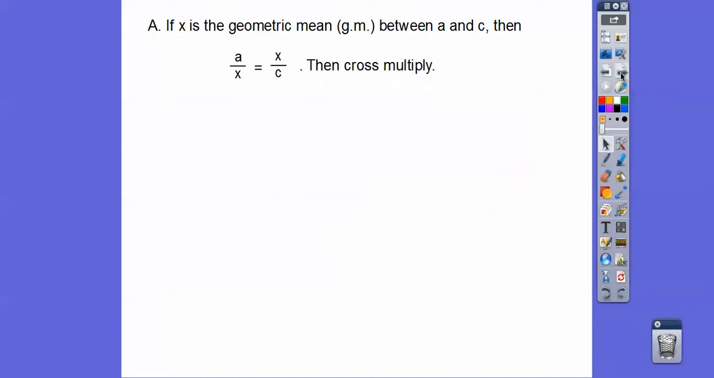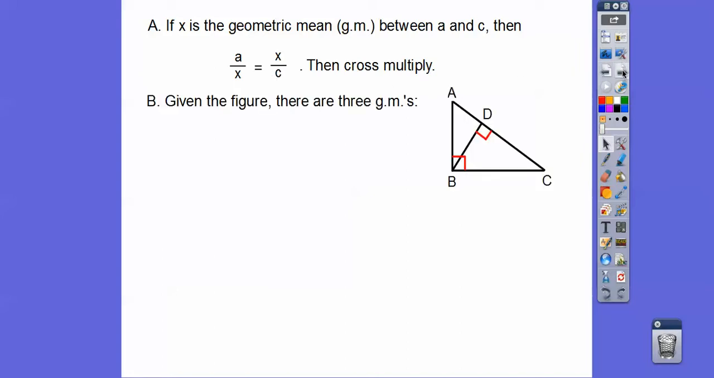All right, so geometric mean, you guys. Geometric mean means if x is the geometric mean, it goes in bottom left and top right. And so whatever it's a geometric mean between, you put it in between these two right here and then cross multiply. Okay, so when we have this figure, we have a right triangle. Remember, a right triangle, there's a leg, and here's the hypotenuse. AC is the whole hypotenuse. This is called the altitude to the hypotenuse right there.